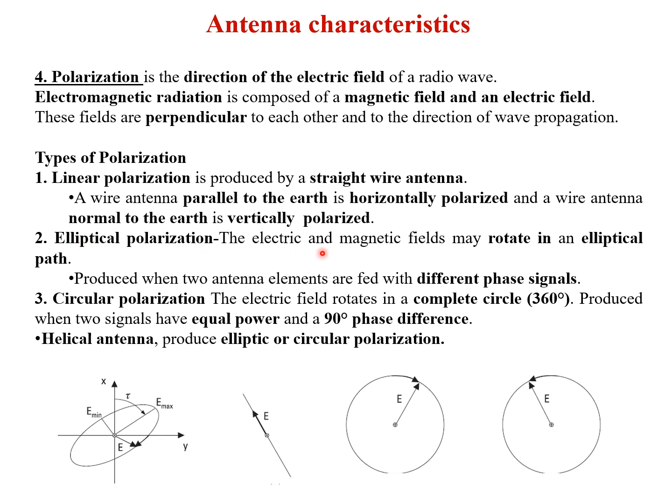In elliptical polarization, the electric and magnetic fields rotate in an elliptical manner. This is produced when two antenna elements are fed with different phase angles. In circular polarization, the electric field rotates in a circular manner, a complete 360 degrees. It is produced when two signals have equal power and a 90-degree phase difference. A helical antenna produces elliptical or circular polarization. There are two types of circular polarization, right hand and left hand, distinguished by the direction of rotation of the electric field.